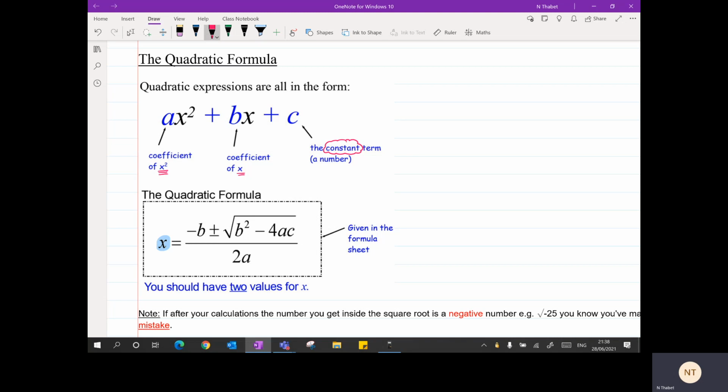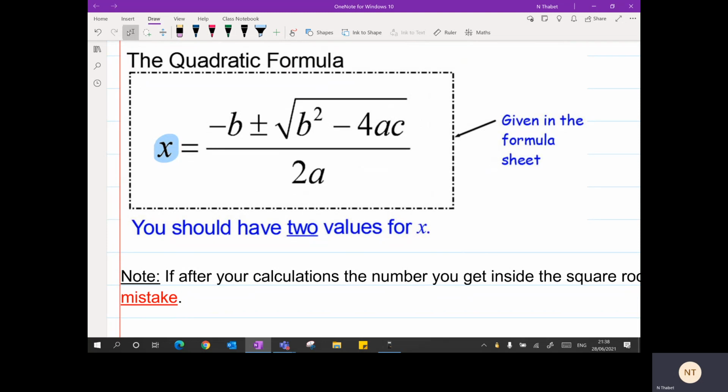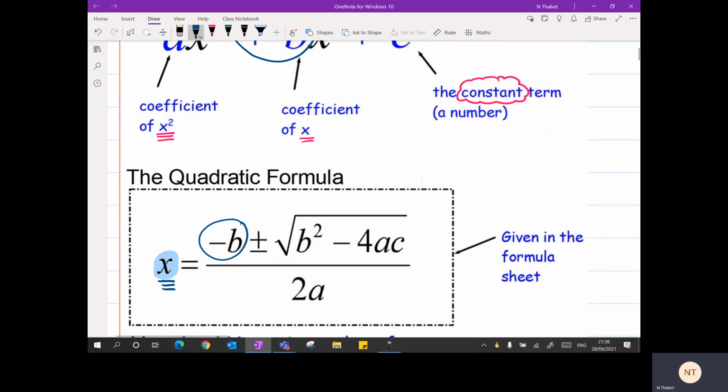Now, the plus here and the plus there are generic. It means the quadratic expression can have a plus or a minus, but we write it generically with a plus. This is the quadratic formula. To get x, which is what we're solving the equation to find, you would do -b, so the negative of the number next to x.